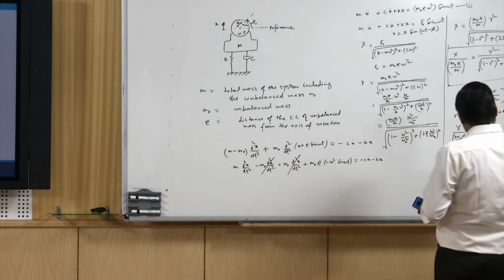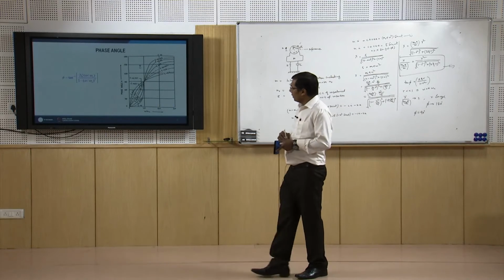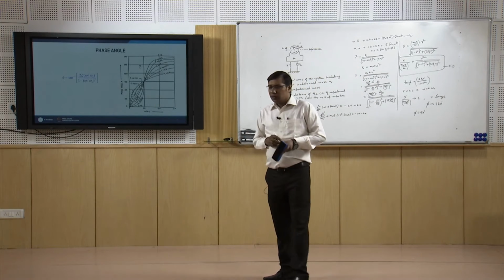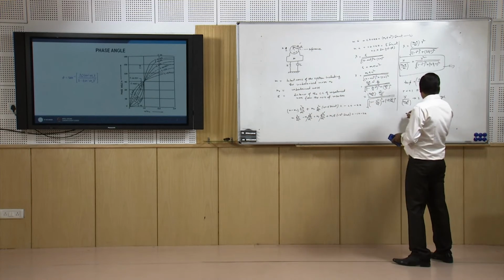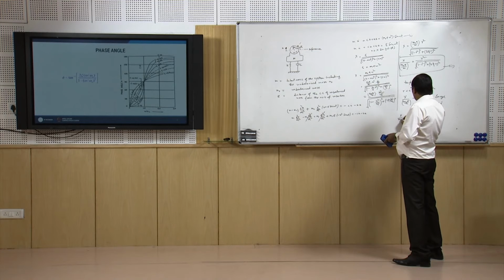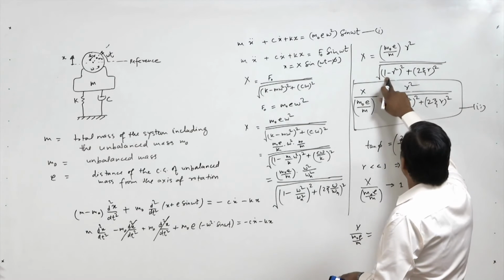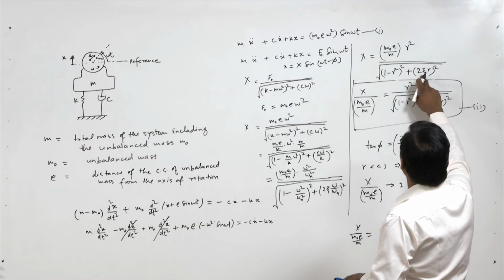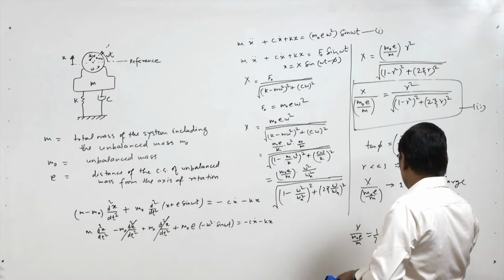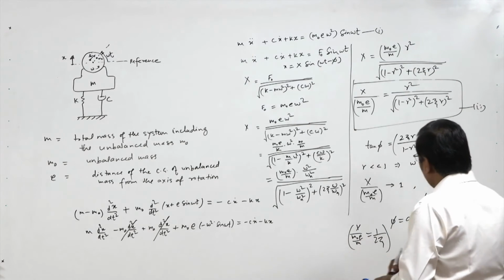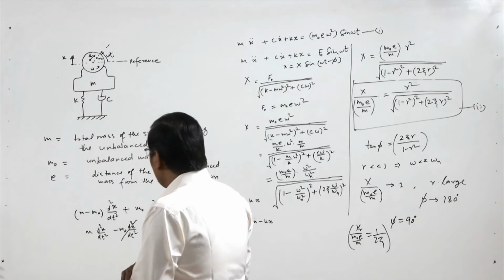At the resonance condition, phi is 90 degrees. As we can see, the phase is 90 degrees when r equals 1, irrespective of the value of the damping. And in this situation, X by m0 e by m, if we put r equal to 1 here, this is 0 and here it is 2 zeta, and here r equals 1. So it is 1 by 2 zeta. So this is the amplitude at resonance.